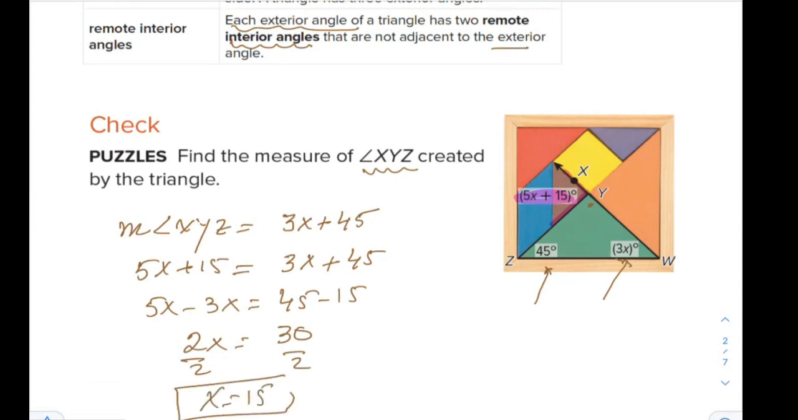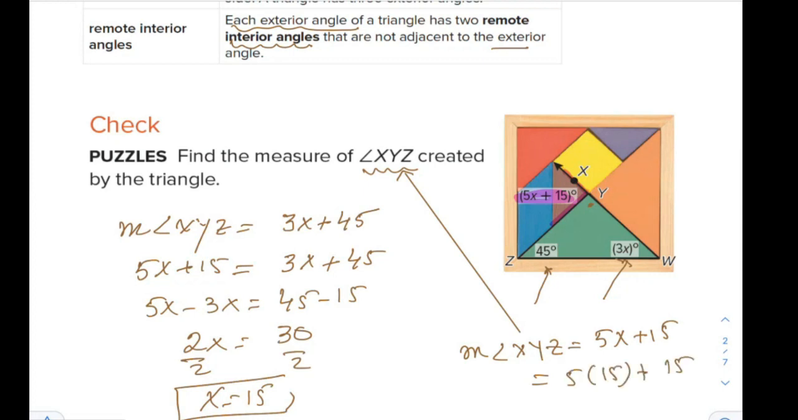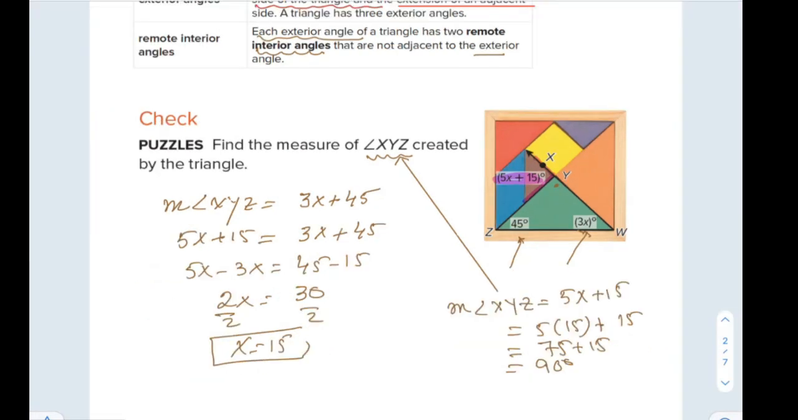After you find x, remember that the question is not to find x only. We need to find measure of angle XYZ. So don't forget to replace. You replace in 5x plus 15. So 5 times 15 plus 15, which is 75 plus 15, which is 90 degrees. So our angle is 90 degrees.